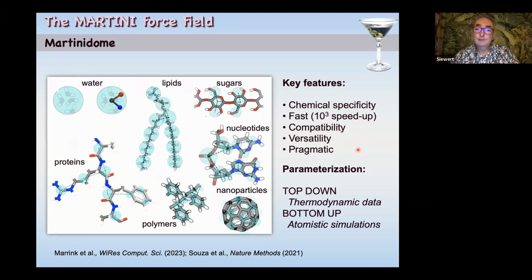So the key features are summarized here. We have chemical specificity. Martini still has a level of resolution where you can really distinguish between all the different amino acids, between different types of lipid tails, whether they're saturated or unsaturated, etc.